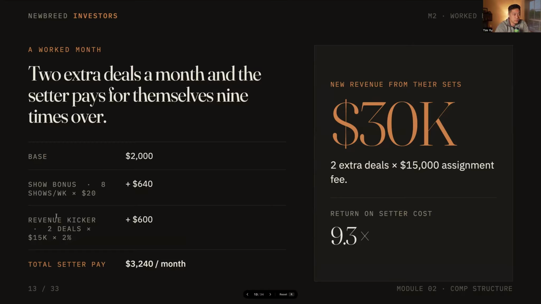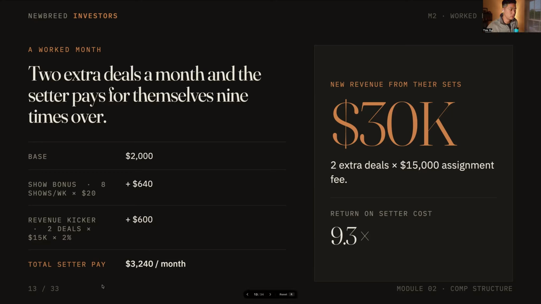And then we close 2 deals at $15,000 per deal with a 2% kicker. This is all max dollar, right? $20 a set, 2% revenue kicker. That's an extra 600 bucks. And in the entire month, we're paying them 3,200 for 40 bucks. That's not a lot of money if you really think about it. That's why we have the show bonus, because the show bonus makes it to a point where the person can make a livable income or else they're going to quit. You got to think long-term game, right?